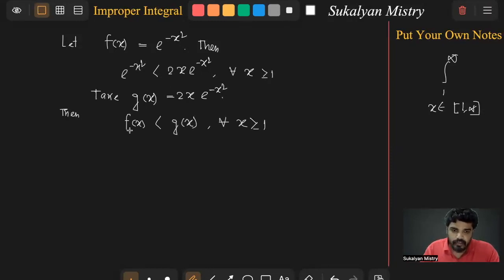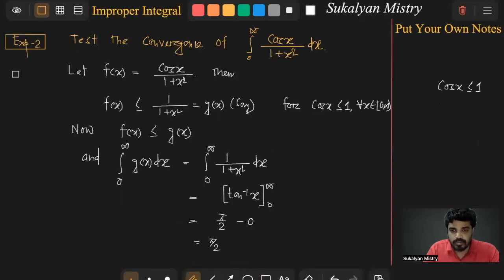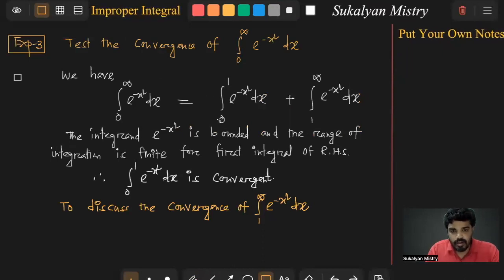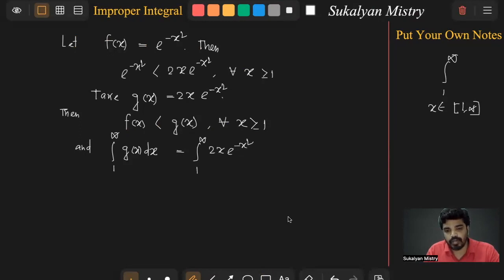So just see, fx is less than or equal to gx, so we have to check whether the integration a to infinity gx dx is convergent or not, right? So now integration 1 to infinity gx dx. Okay, so that equals integration 1 to infinity of gx, which one do we consider? 2x e to the power minus x square. Okay, so this is our gx.